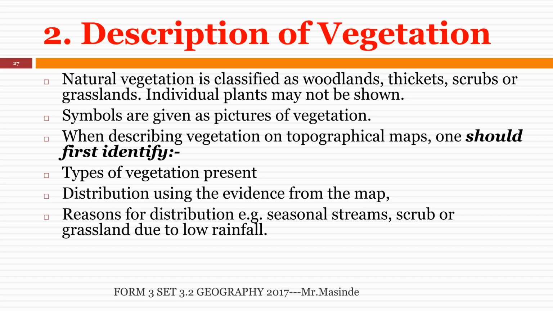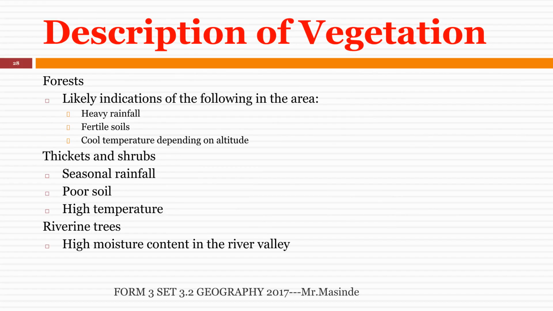To describe vegetation, first identify the types present, such as woodlands, thickets, scrubs, or grasslands. Determine their distribution using map evidence, and suggest reasons for the distribution based on environmental factors. Different types of vegetation indicate different conditions. Forests suggest heavy rainfall, fertile soils, and cool temperatures. Thickets and shrubs suggest seasonal rainfall, poor soil, and high temperatures. Riverine trees indicate high moisture in the river valley.